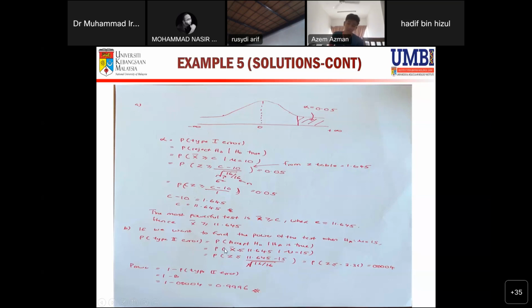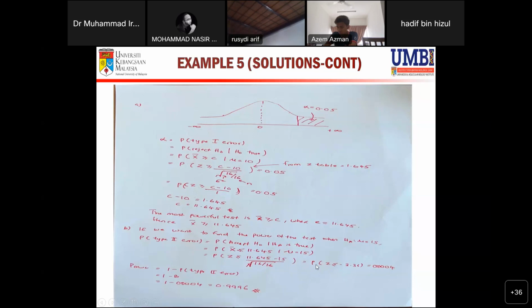So in this case, what is the probability of accepting the null hypothesis? The probability of it is less than 11.645, because we reject the null hypothesis when it's more than 11.645. So when we accept the null hypothesis, the value should be less than 11.645, given that mu under the alternative hypothesis is 15. So using the z value, the standard normal values, we will obtain this quantity here, 11.645 minus 15, divided by its standard error.